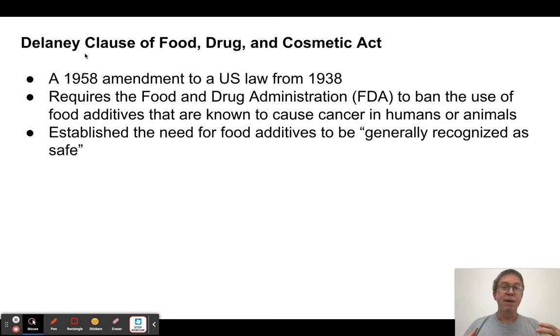It's all about making sure that anything we put into foods is, quote, generally recognized as safe, meaning it does not cause cancer. And without this, trust me, manufacturers would put stuff in there that would kill you, but this kept them from doing that.